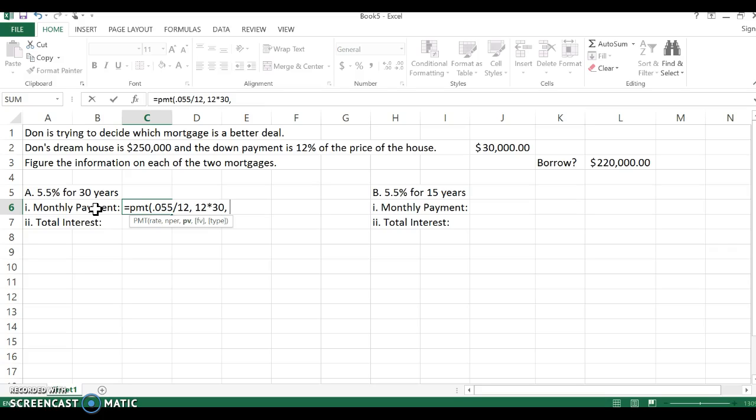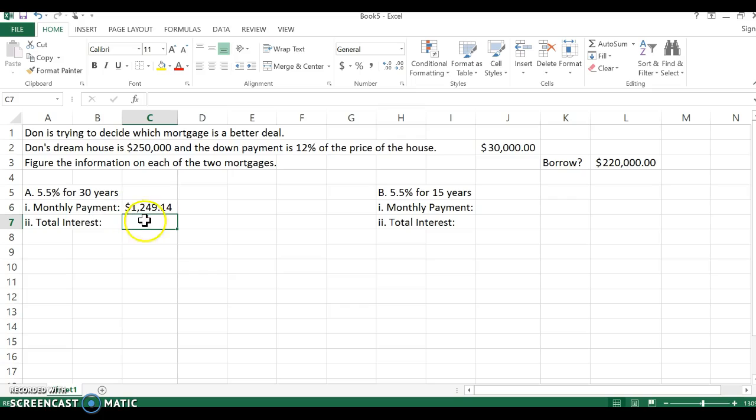And the last piece is, how much are you borrowing? Well, I'm borrowing $220,000. And notice I made that negative because that's the money, right? I'm giving that money away. I'm going to be in debt. Okay, so I hit enter, and the monthly payment is going to be $1,249.14.